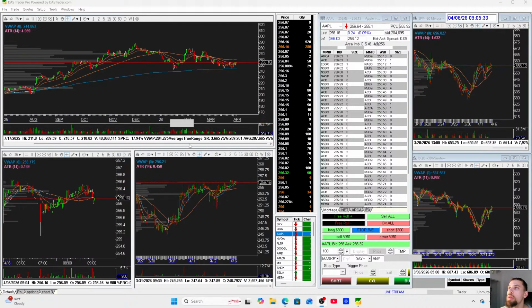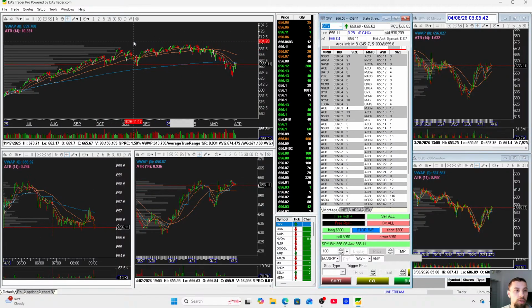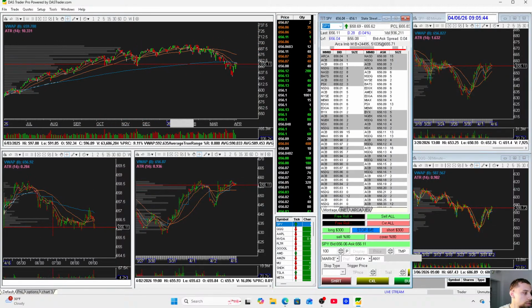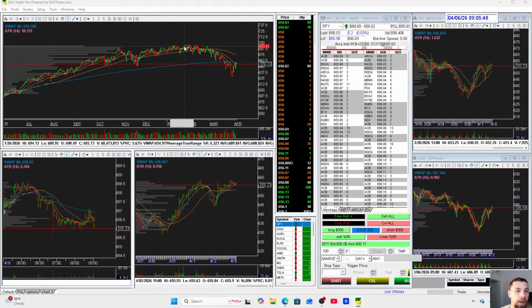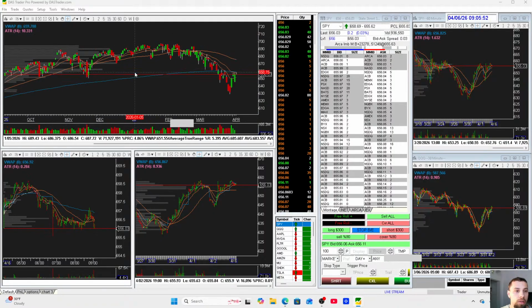I did some reviewing last night, some tickers to keep an eye out on, so we'll draw some support and resistance on those here shortly. But first, going to start with SPY here. So I'm going to draw some support and resistance lines.